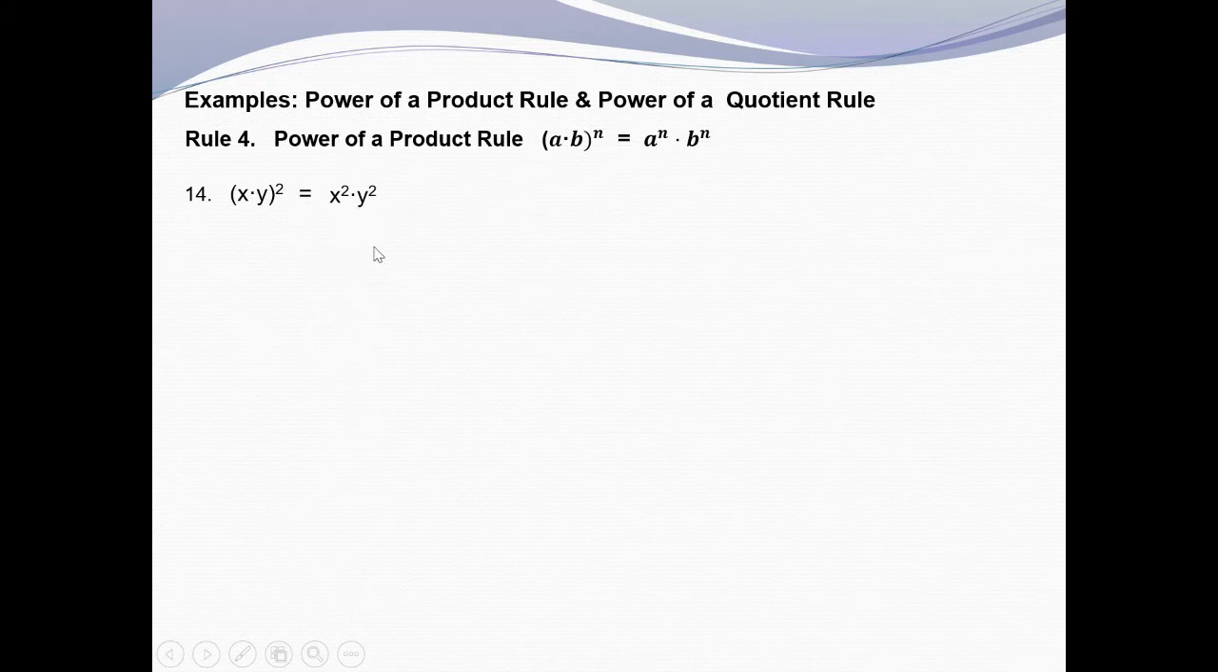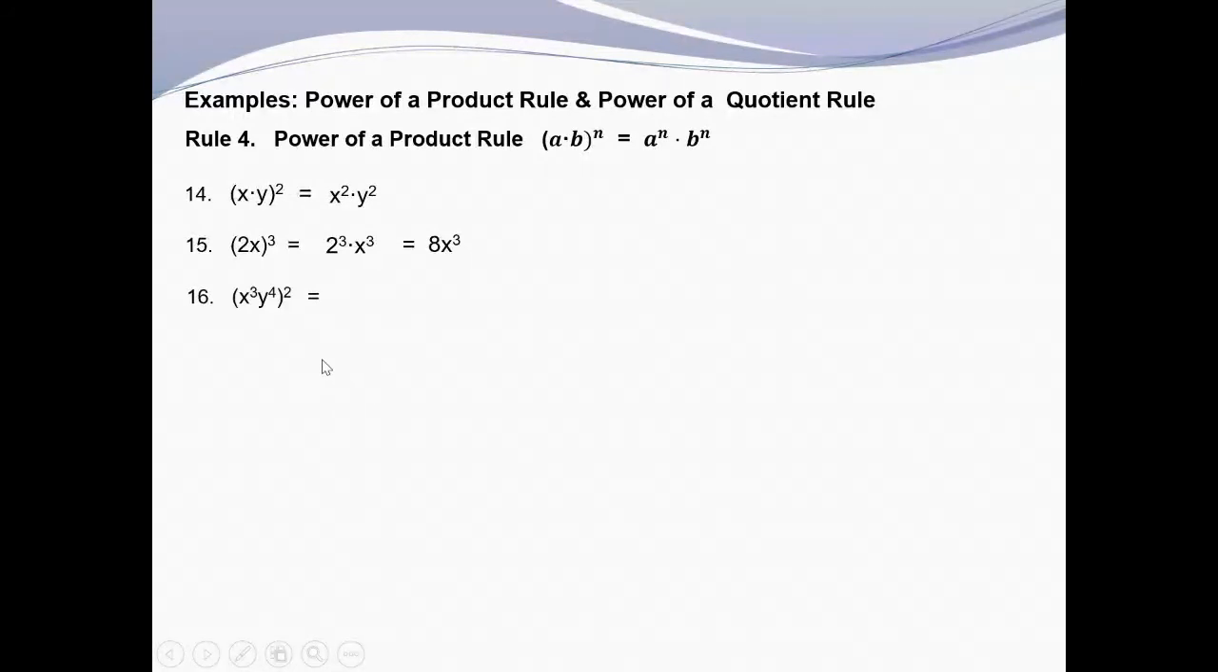Okay, now the power of a product rule and power of a quotient rule. Rule number 4: if you have a times b to the n, it equals a to the n times b to the n. Example: by applying rule number 4, this is going to give us x squared times y squared. This will give us 2 cubed times x cubed. And 2 cubed can be simplified further. 2 cubed is the same thing as 2 times 2 times 2, which will give us 8. So it's going to be 8x cubed.